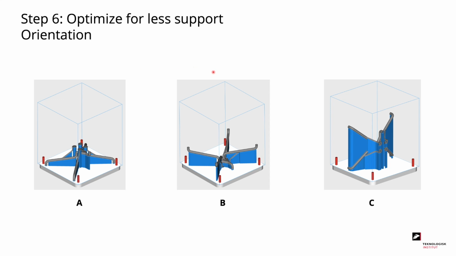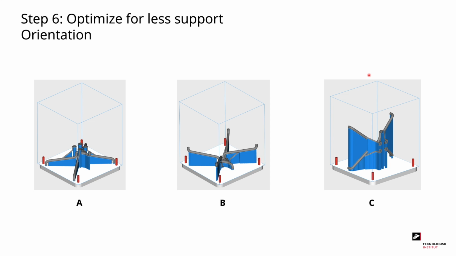In figure B, I've turned the gripper upside down, and we can see that there's almost the same amount of support as in figure A. And in figure C, I've tried placing it vertically because that way we could have more grippers on one platform.